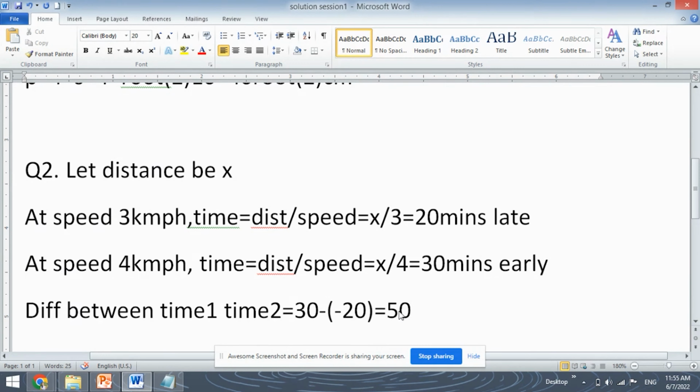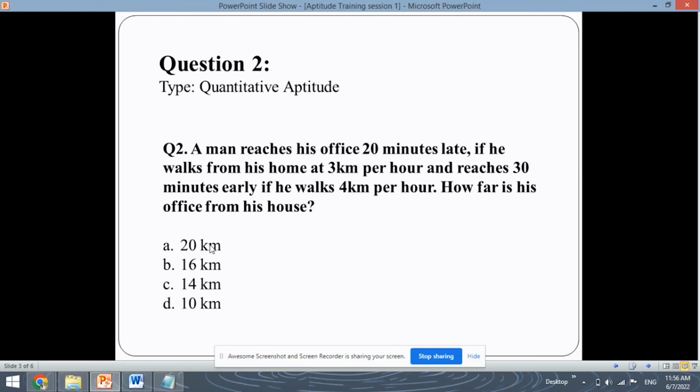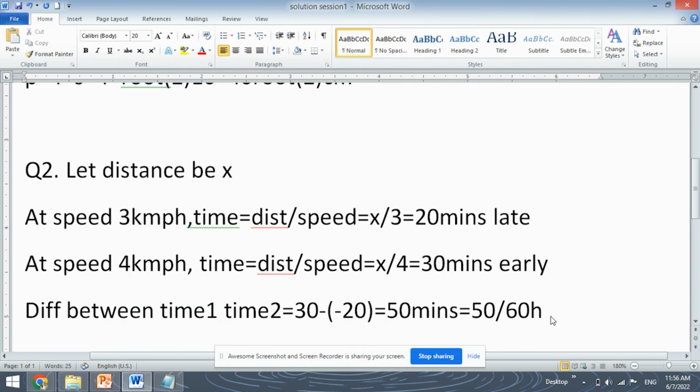This 50 is in minutes, so let's convert it into hours. See, here it was 20 minutes, 30 minutes. So this 50 is in minutes. For converting it into hours, let's divide it by 60. Why do we need to convert it into hours? Because both of our speeds are given in kilometer per hour, and also we need to find the distance in kilometer. So we need to convert it into hours. This is 50 by 60 hours.